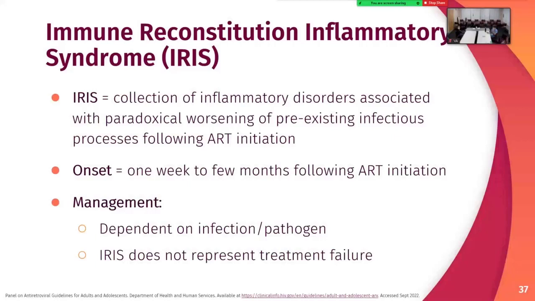Before we move into all the different opportunistic infections, I did briefly want to touch on IRIS, which stands for Immune Reconstitution Inflammatory Syndrome. This is defined as a collection of inflammatory disorders that's associated with paradoxical worsening of a pre-existing infection once we start ART therapy. In layman's terms, it can be an opportunistic infection that presents itself once the patient is started on ART therapy and their immune system starts to improve. Then we can kind of unveil some of these opportunistic infections.